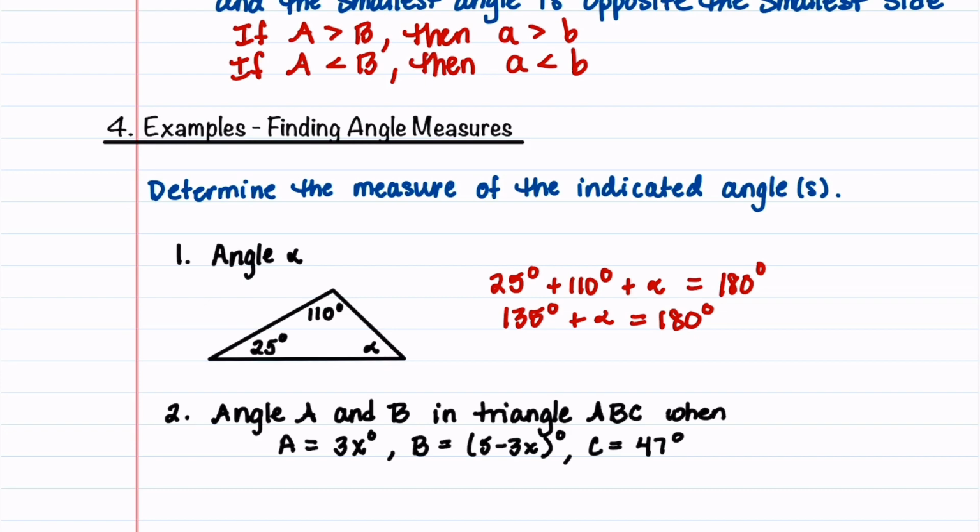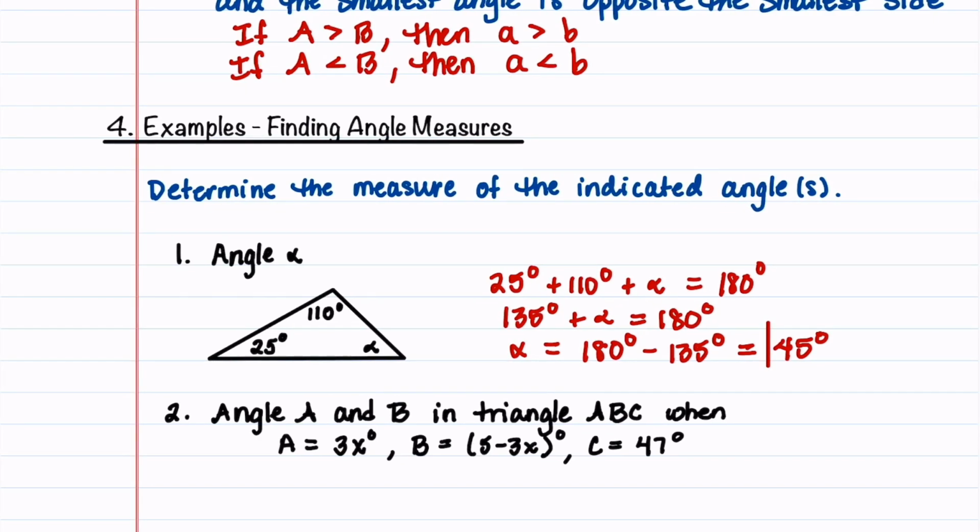We can now solve for alpha by subtracting 135 from each side of the equation. So we have alpha is equal to 180 degrees minus 135 degrees, and we're left with 45 degrees. And let's go ahead and box that answer. That property really comes in handy when calculating angles.